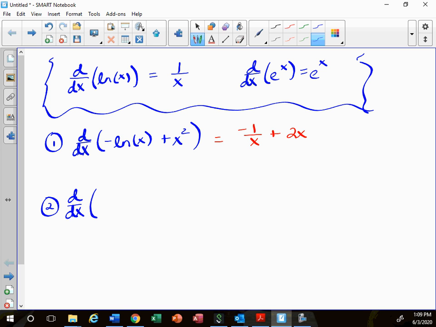Okay, let's try another one. So let's say we have d/dx of 3e to the x plus 5x squared. Again, these aren't super complicated ones, but I want to make sure you get the general principle first.